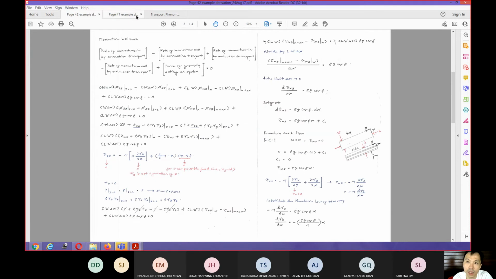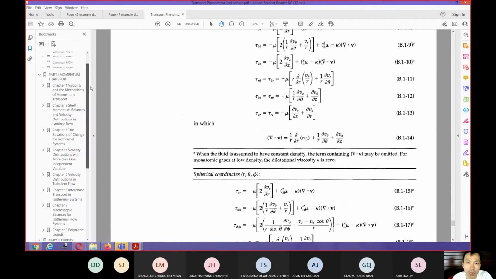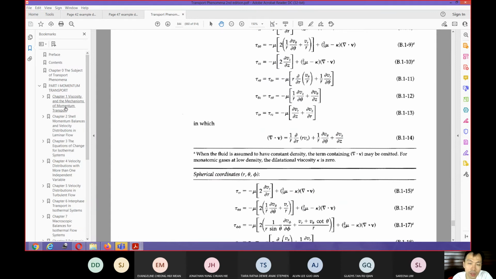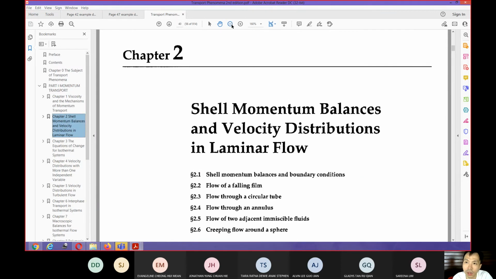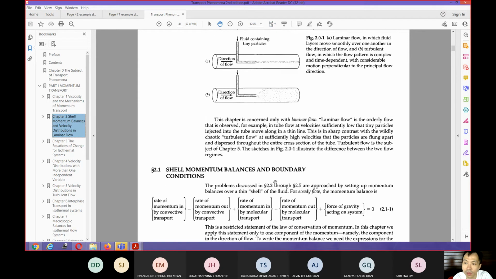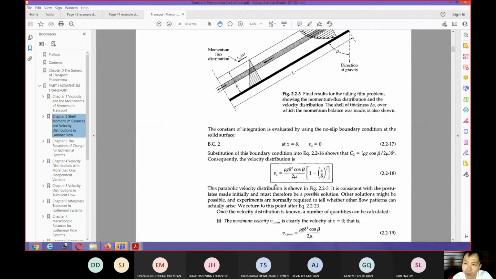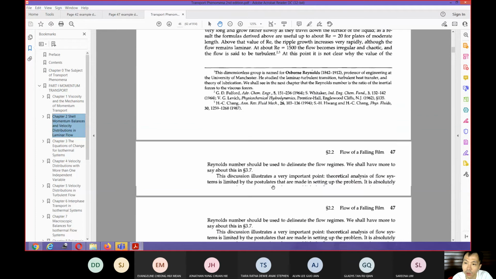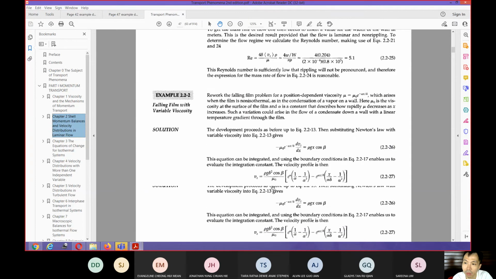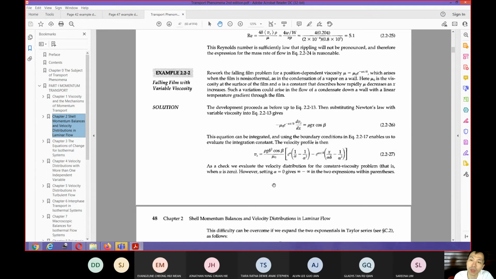So let's discuss the next example, which is a little bit the same as the previous example, but with a few modifications. After we discuss and finish everything, then we want to inspect another example. So let's say we have the same case: a falling film problem, but this time we have a position-dependent viscosity. So the viscosity will change as a function of x.